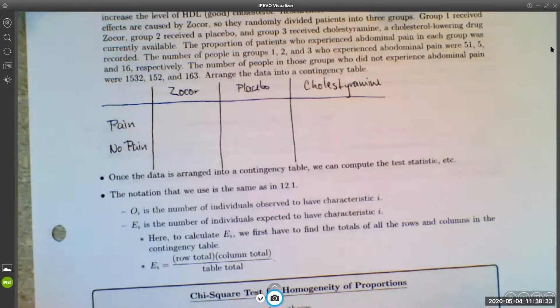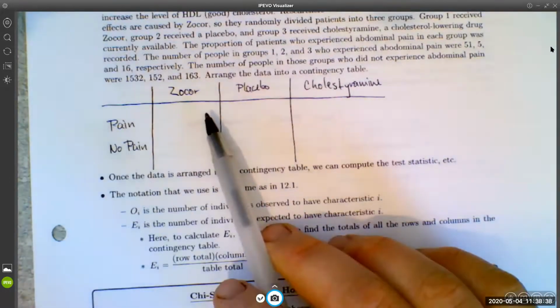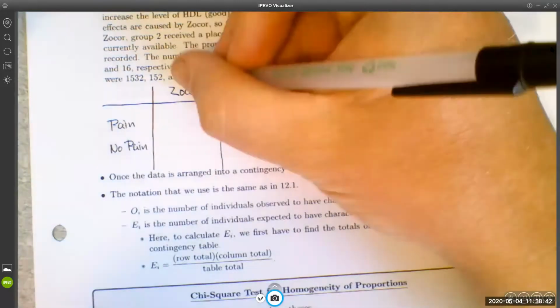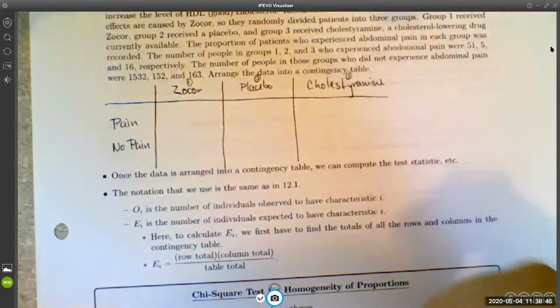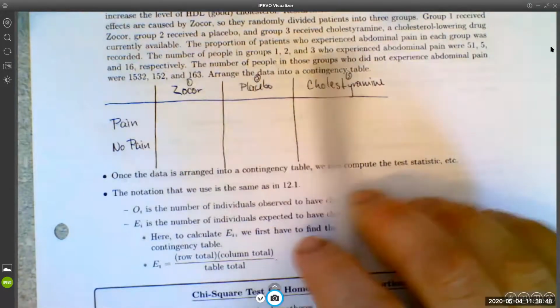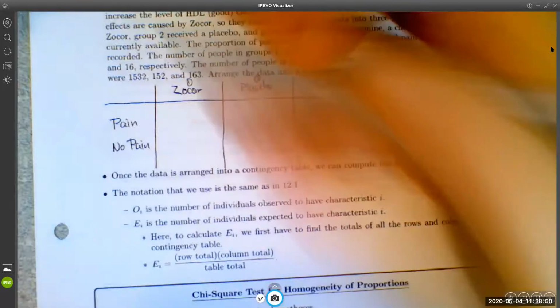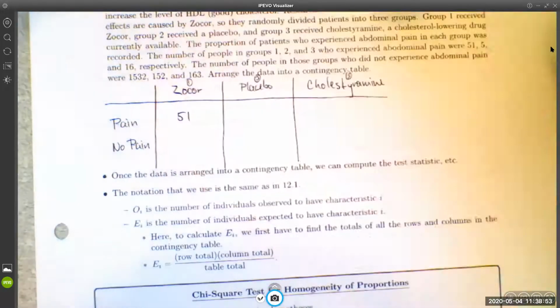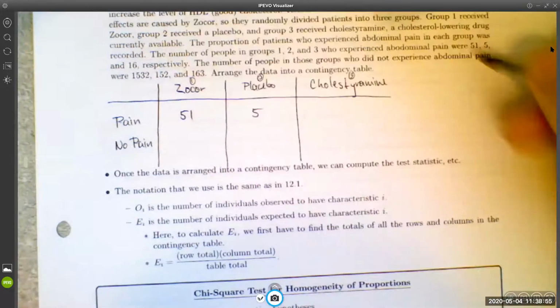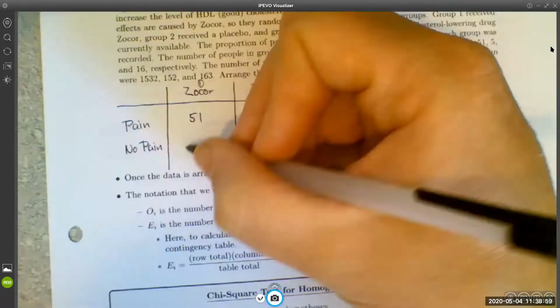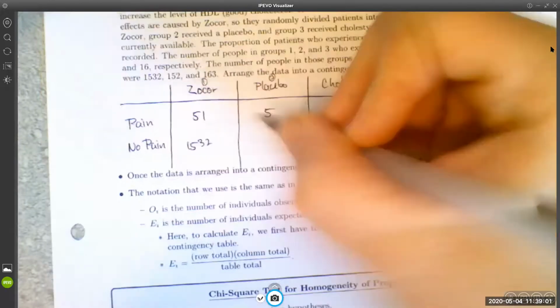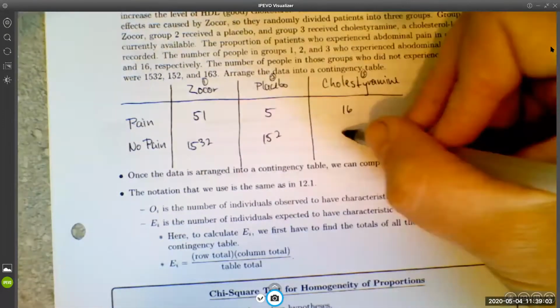So now we just put the numbers where they're supposed to go. We were calling Zocor group 1, placebo was group 2, and cholestyramine was group 3. For group 1, 51 experienced pain. For group 2, 5 experienced pain, and for group 3, 16 experienced pain. And then for the people who didn't experience pain, it was 15, 32, 152, and 163.